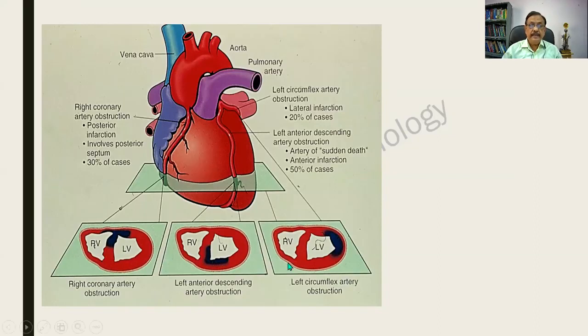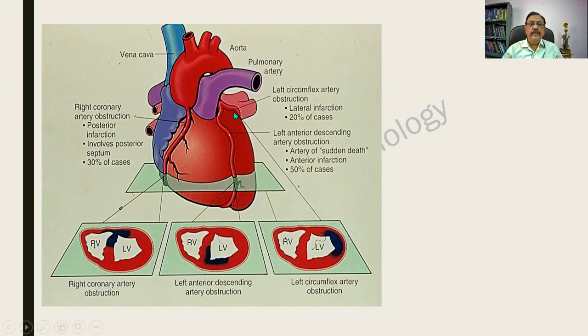And the diagrams below, this we people shall draw. And it shows whenever each blood vessel is going to be obstructed, what is going to be the pattern and the distribution of infarct. So here I find that the right coronary artery is obstructed. The infarct is limited to the posterior 1/3 of the interventricular septum and the posterior wall of both the ventricles. Posterior 1/3 and the posterior wall of the ventricles. If it is going to be an anterior descending artery, which is the main artery, there can be the anterior 2/3 of the interventricular septum and the anterior wall of the left ventricle.